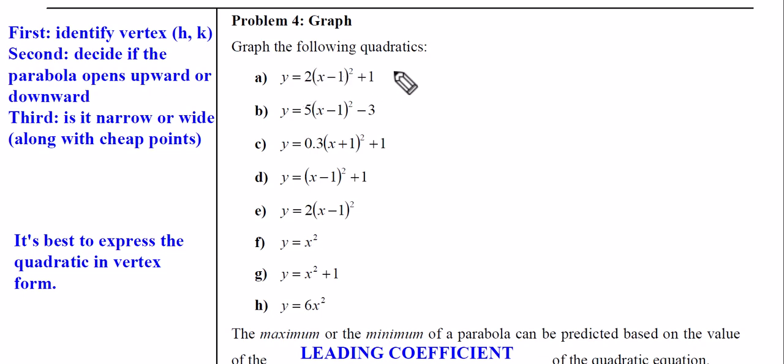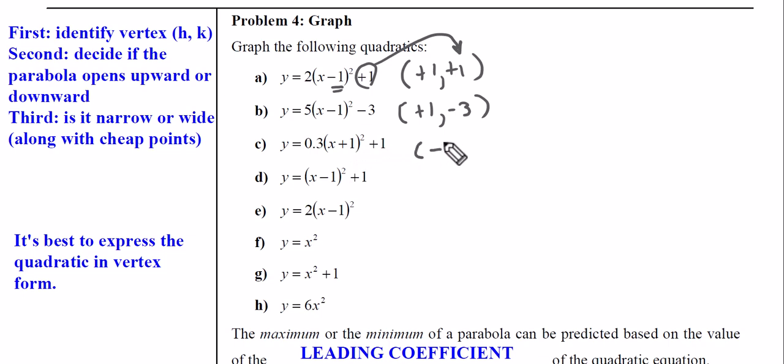So, for A, our vertex is going to be positive 1 and positive 1. This positive 1 is K, but the inside of these parentheses, I take the opposite number. And that's where that positive 1 came from. For example, with B, it's positive 1, negative 3. For C, notice this is a positive. So the vertex is negative 1 and then the positive 1 out here. Okay. So we're showing you how to find the vertex.